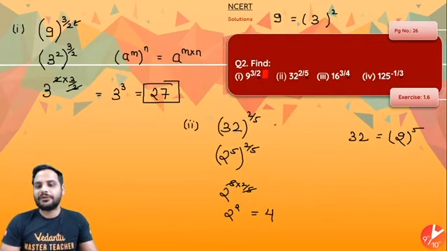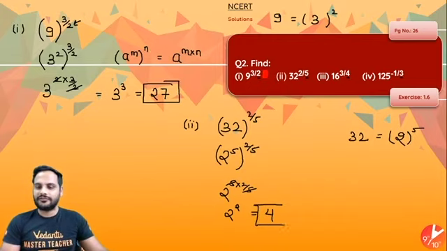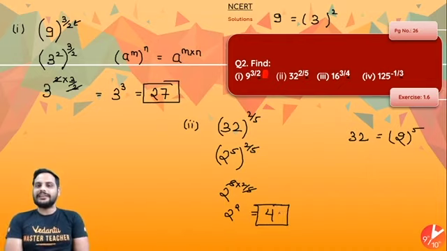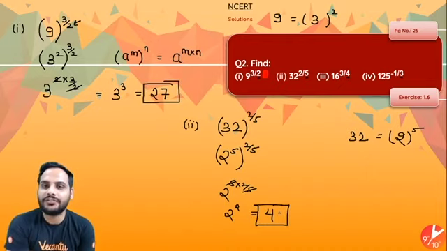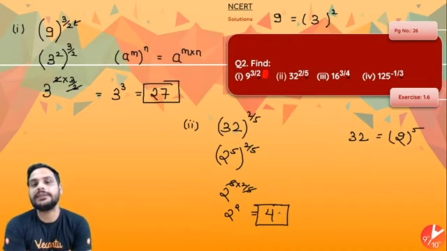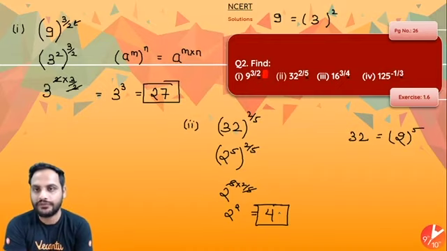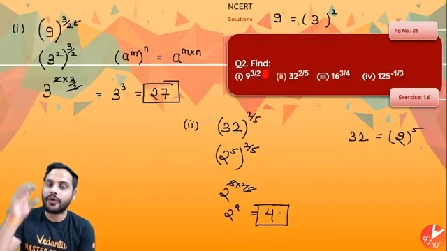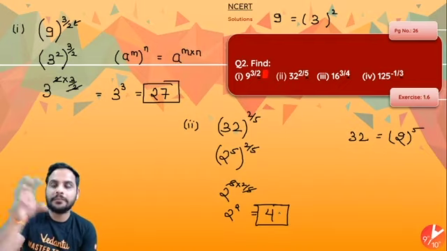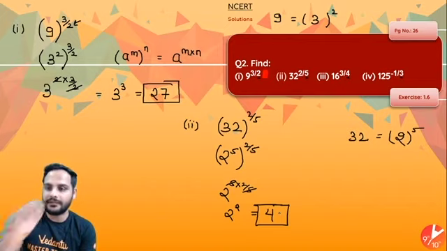Got it? 5 into 2 by 5 is 2 only, so it is 2 square, and the answer here is 4. See how easy it is. So always focus on the power and see what the denominator is. Whatever the denominator is, convert the base into the same form of power.